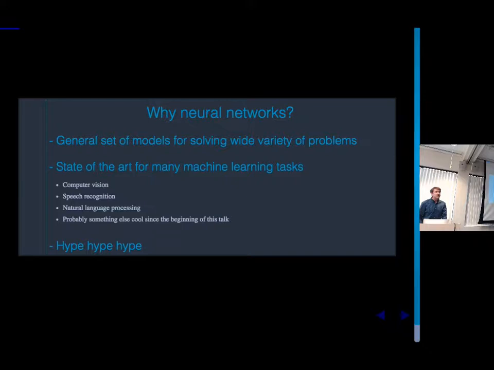The reason that we're interested in neural networks right now is because at the moment they're giving state-of-the-art performance in just about every prediction task in machine learning. Computer vision is a big one, we've already heard about that. But also everything from speech recognition to natural language processing, probably something else since I started talking. It's really like a new neural network application every day comes out and crushes whatever the state of the art was in that field. It's quite crazy the pace at which these things are taking over.